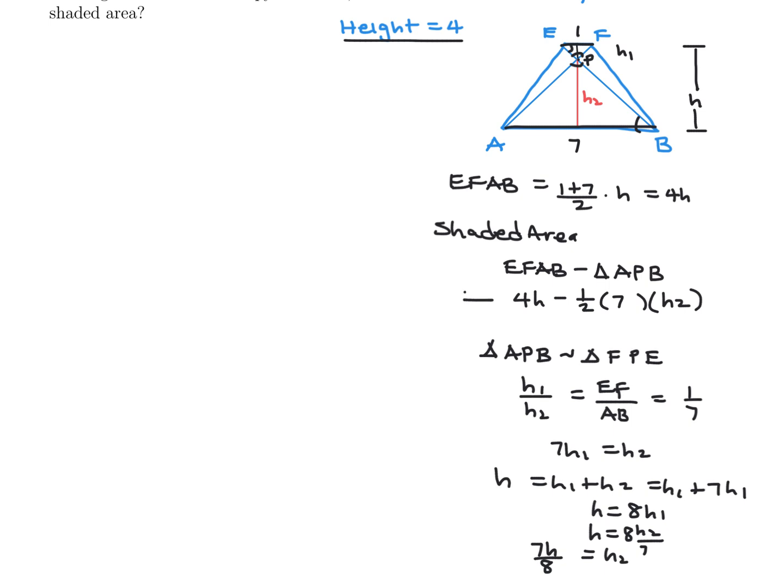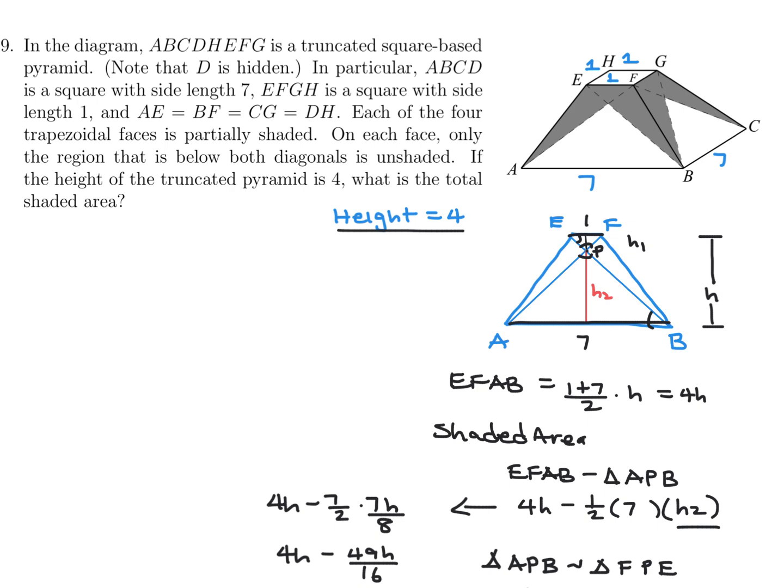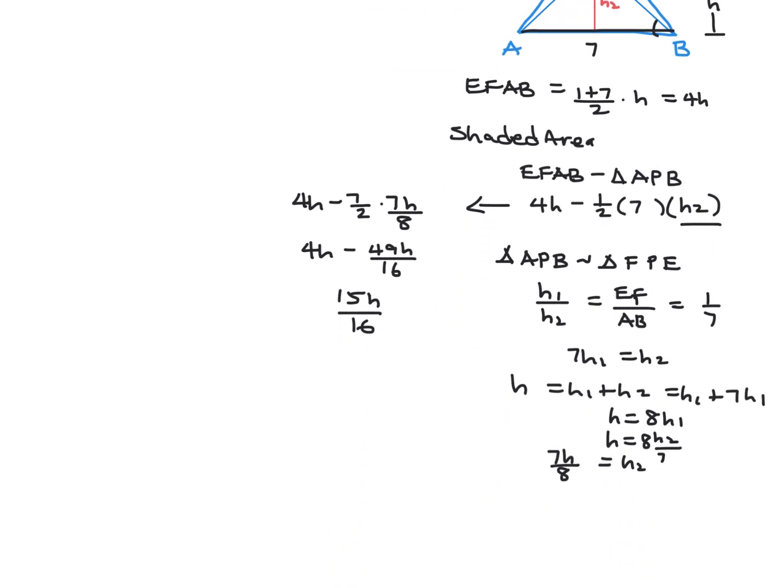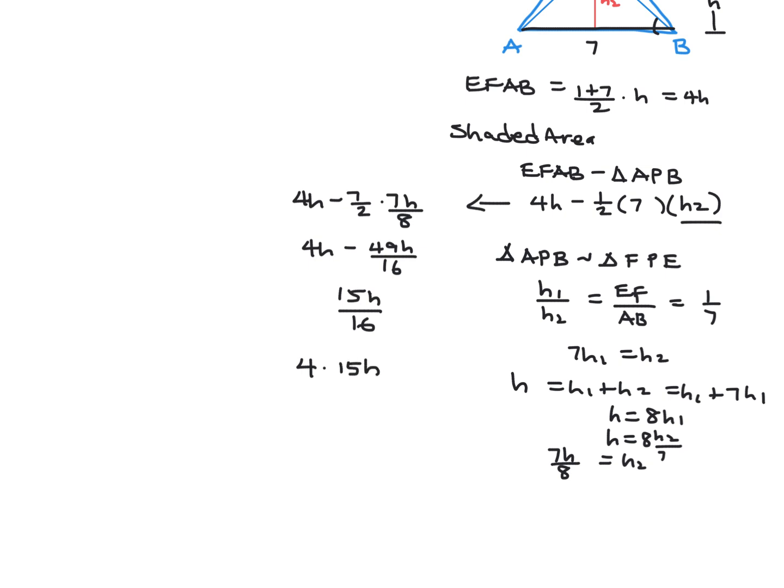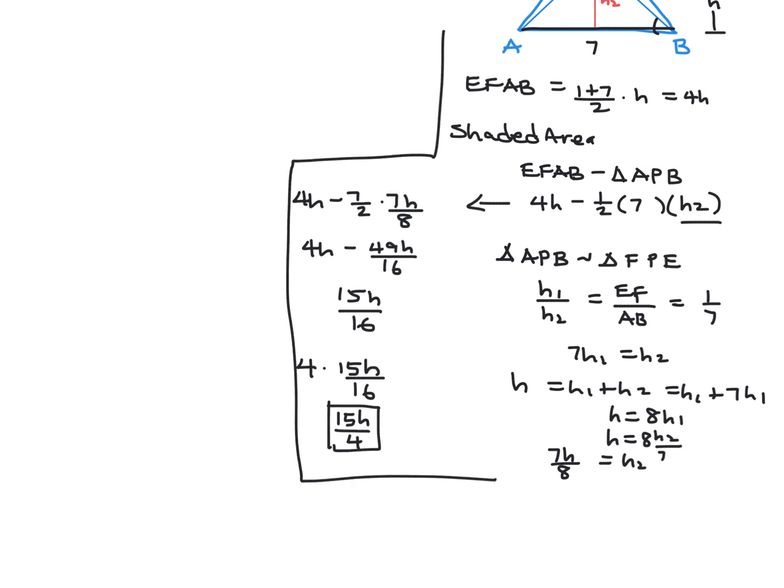All right. So I'll go back in there and substitute that in. So that'd be 4H minus 7 over 2 times 7H over 8. And that's going to be 4H minus 49H over 16. And that's 15H over 16. Now remember, there are 4 sides, so there's going to be 4 of them. So the total shaded area will be 4 times that. So that's 15H over 4.